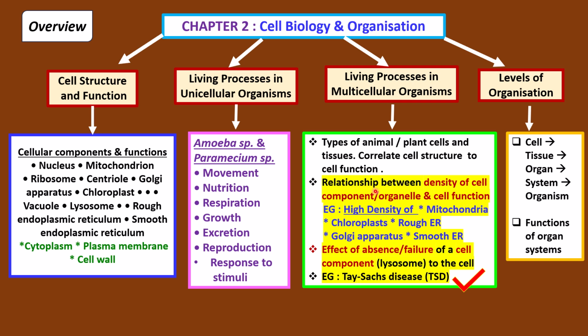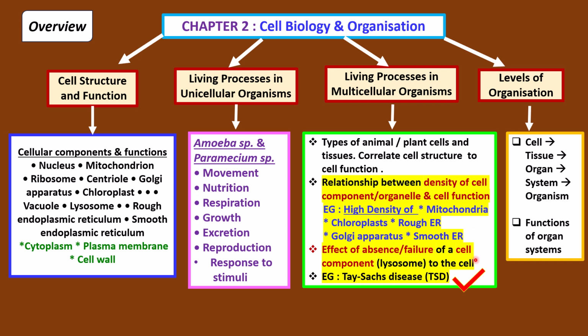So in this video, we'll discuss the relationship between density of a cell component or an organelle with the cell function. What is the relationship between the two? That means how does the density of cell component or organelle affect the cell function, right? So certain cells have a high density of either the mitochondria or chloroplasts or rough ER, Golgi apparatus or smooth ER. What's the reason for that? Okay, it's related to the function of the cell.